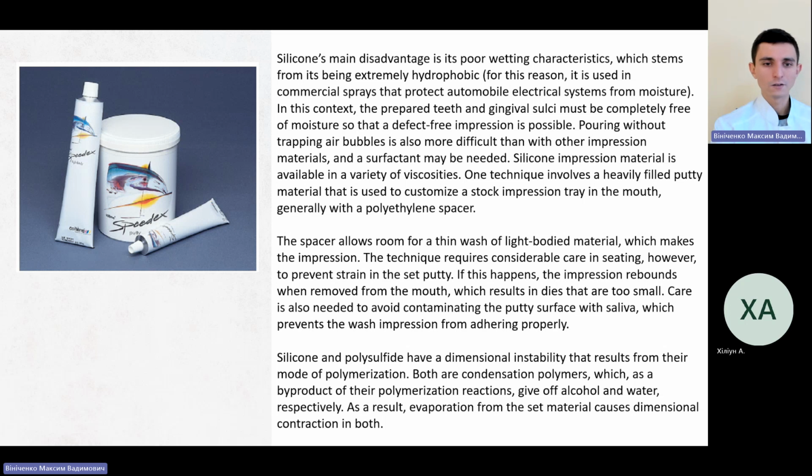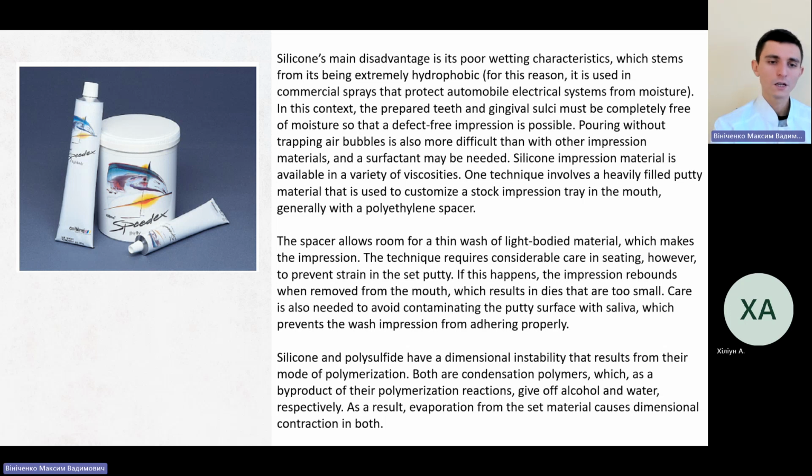One technique involves a heavily filled putty material that is used to customize a stock impression tray in the mouth, generally with a polyethylene spacer. The spacer allows room for a thin wash of light-bodied material, which makes the impression. The technique requires considerable care in seating, however, to prevent strain in the set-up putty. If this happens, the impression rebounds when removed from the mouth, which results in dies that are too small.